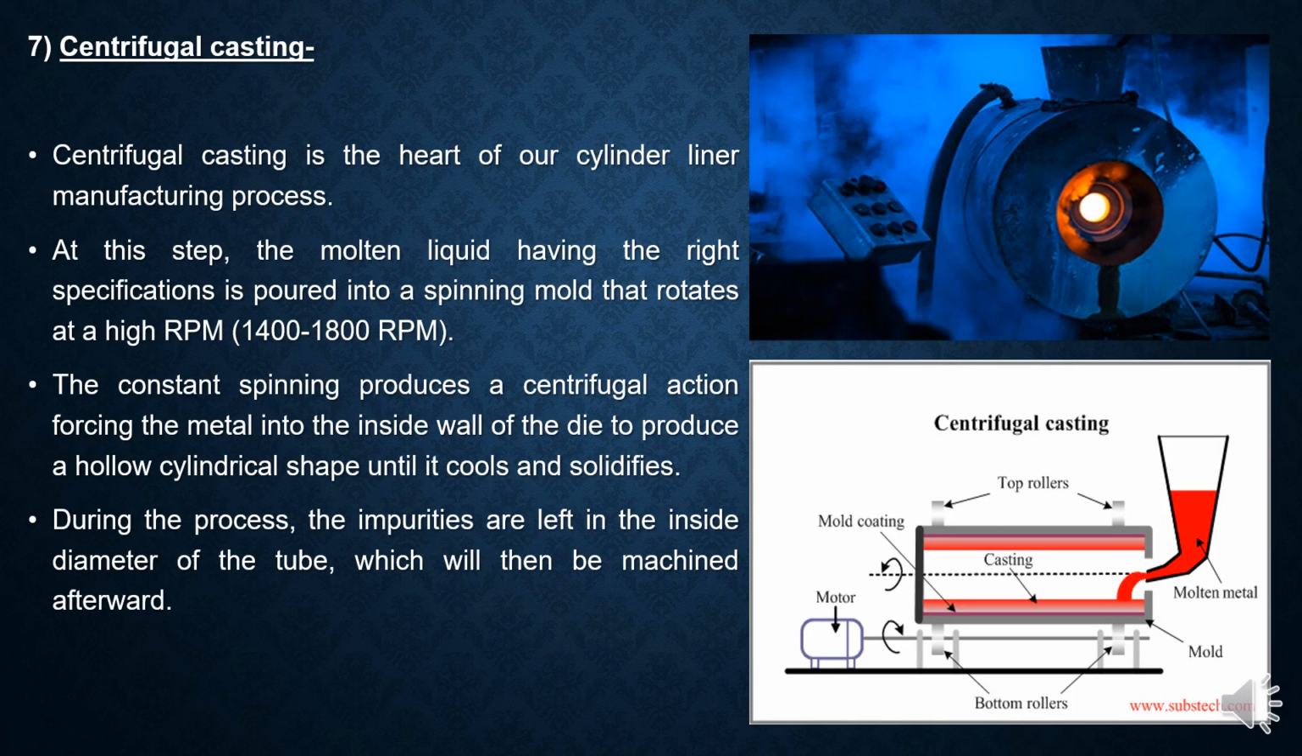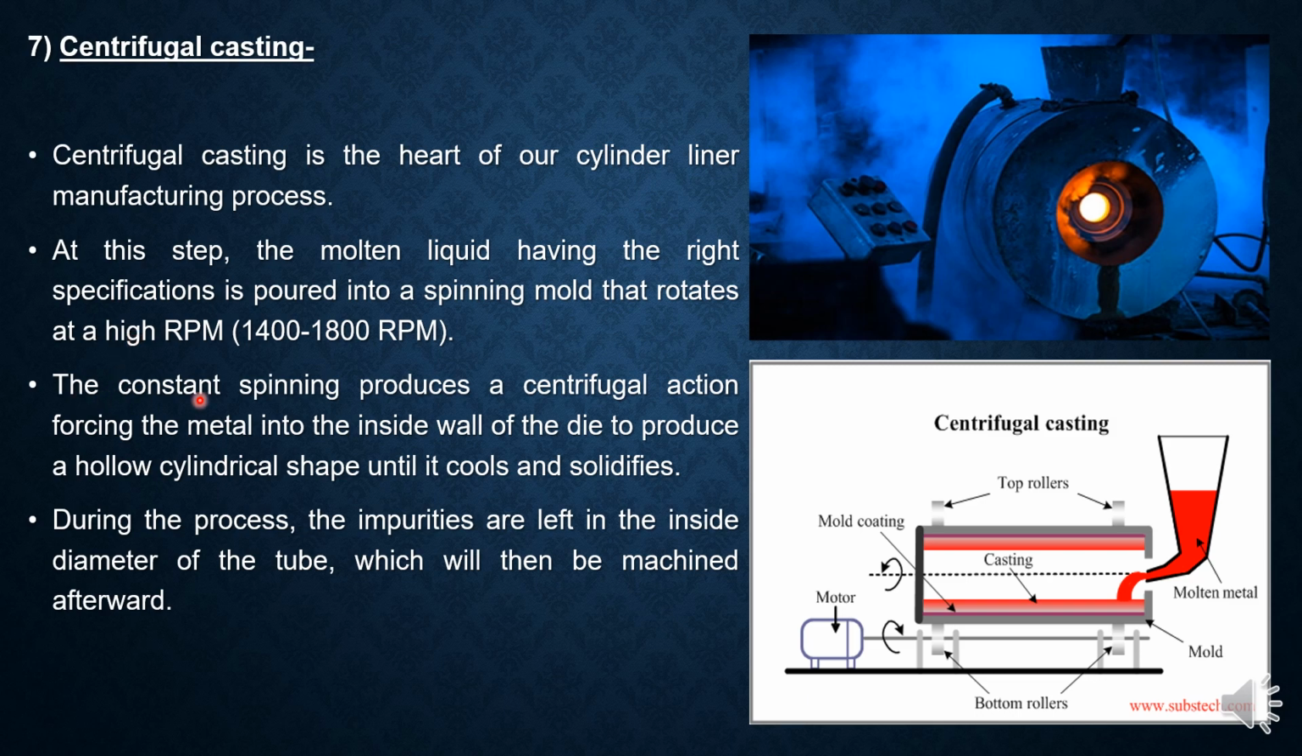The pouring process. Next is the main process, that is centrifugal casting. Centrifugal casting is the heart of our cylinder liner manufacturing process. At this step, the molten liquid having the right specification is poured into a spinning mold that rotates at high RPM. RPM is around 1400 to 1800 RPM.